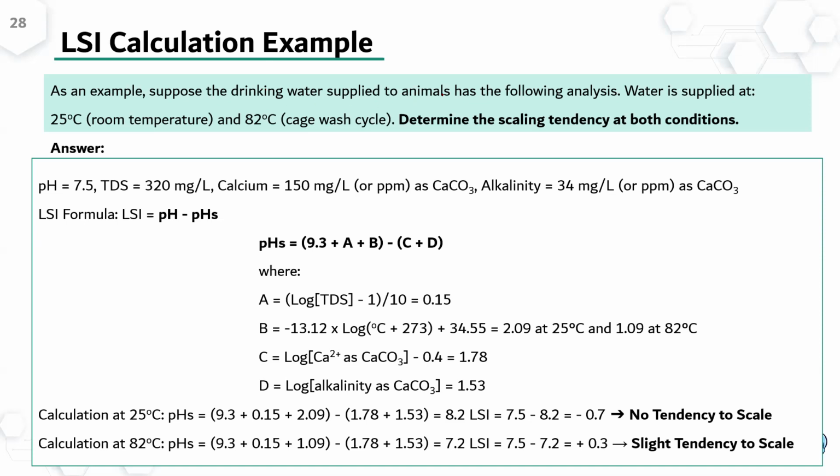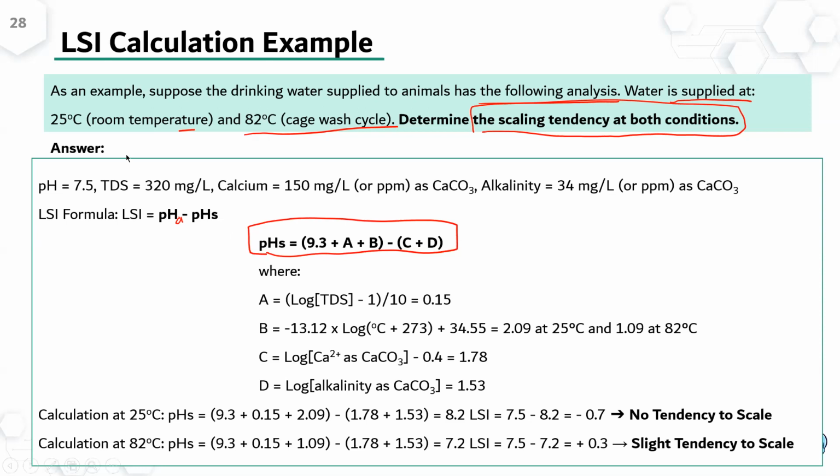Suppose the drinking water supplied to animals has the following analysis. The water is supplied at 25 degrees C and also 82 degrees C. You need to determine the scaling tendency at both conditions. So how do we calculate it? The LSI formula is based on the pH value. We have the pH actual, or pHa, minus pHs. The pHs has a formula of this.